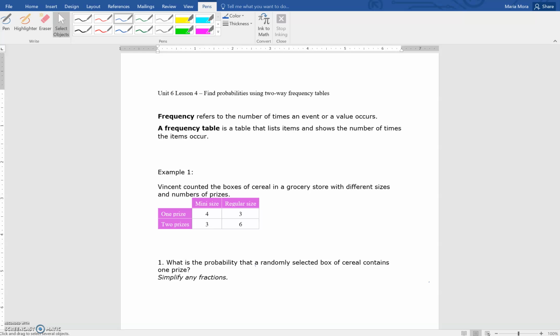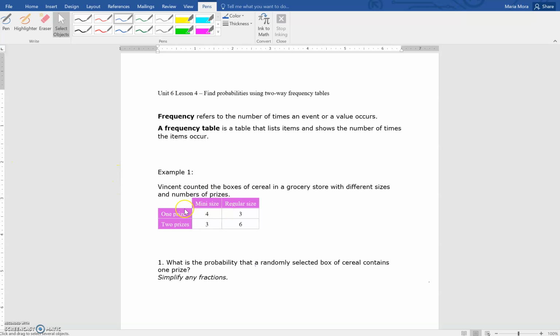Hello, this video is on Unit 6, Lesson 4. Find probabilities using two-way frequency tables. Frequency refers to the number of times an event or a value occurs. A frequency table is a table that lists items and shows the number of times the items occur.